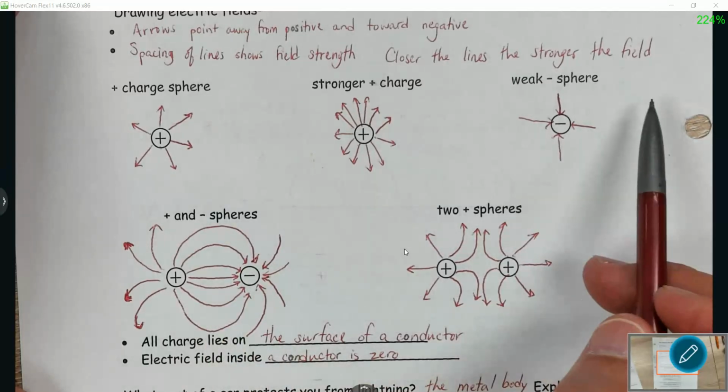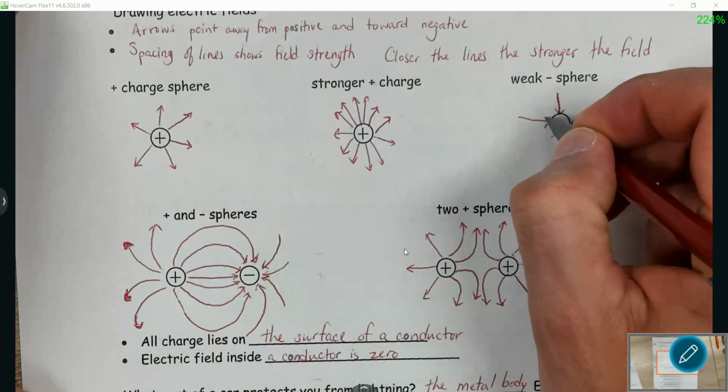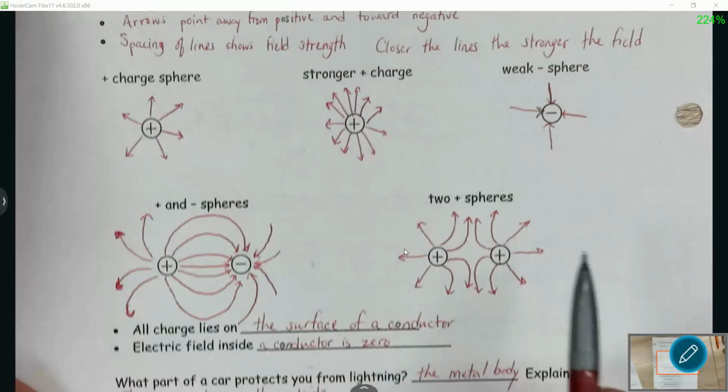And then the negative charge, the arrows point into it. They end on a negative charge. They radiate out from a positive charge.